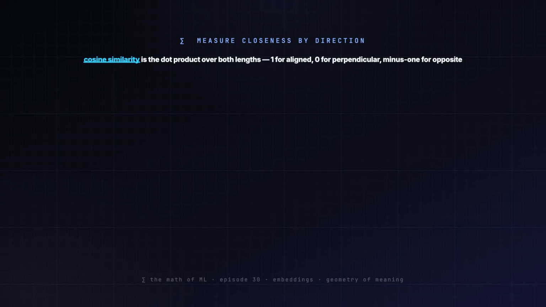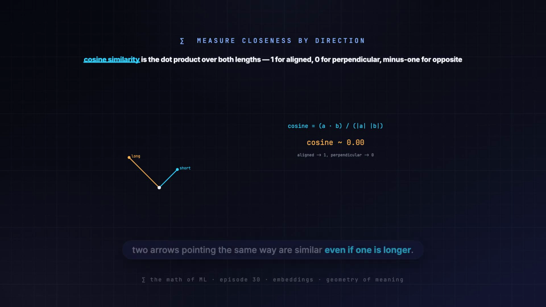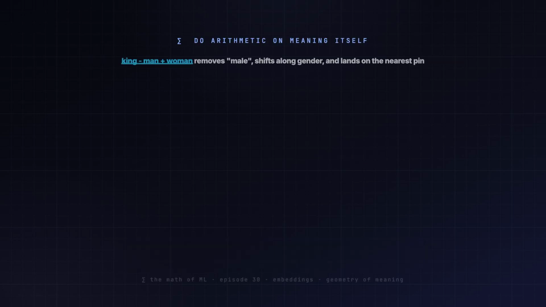But how do we measure closeness? Not by straight line distance alone, but by direction. Two arrows that point the same way are similar even if one is longer. The number that captures that is cosine similarity. Take the dot product and divide by both lengths, and you get 1 for perfectly aligned, 0 for perpendicular, -1 for opposite.